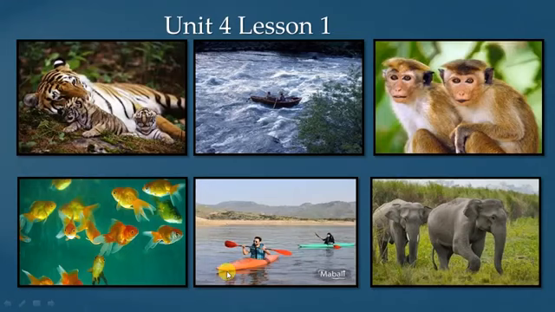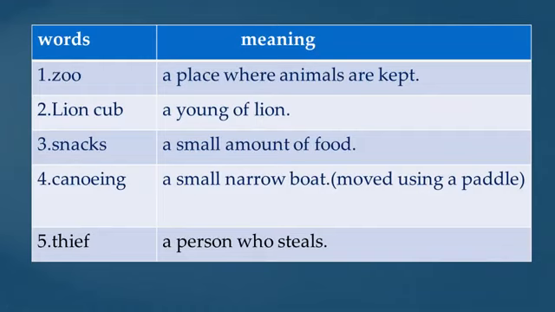Okay, now see the meaning of the difficult words. Zoo is a place where animals are kept. Lion cub means a young lion. Okay, a baby lion. Snacks, a small amount of food. Canoeing, a small narrow boat moved using a paddle. Thief means a person who steals. You'll see this word thief in lesson 3.